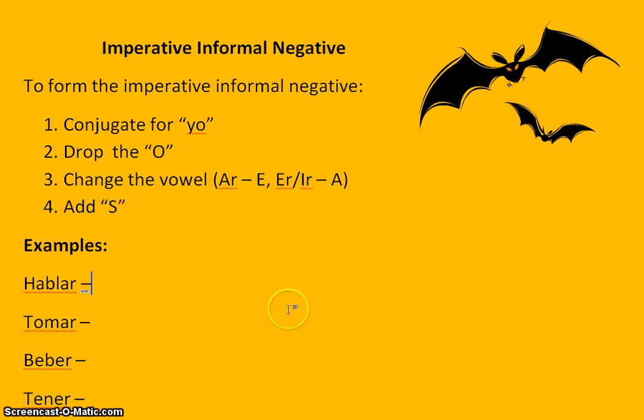Okay, so let's look at those. So if we're going to conjugate the verb hablar, we're going to conjugate for yo, H-A-B-L-O, hablo, drop the O, H-A-B-L, change the vowel, H-A-B-L-E, and then this time we have to add the S. No hables would be your last command. Remember, you have to put that no in front. Otherwise, if you just come up with hables, that's not going to make sense. People are going to think it's a crazy conjugation.